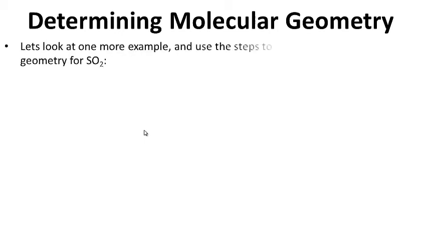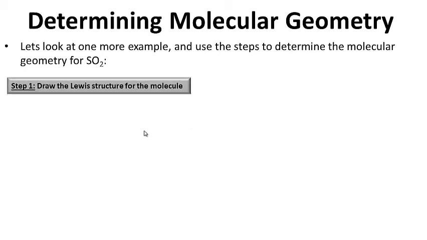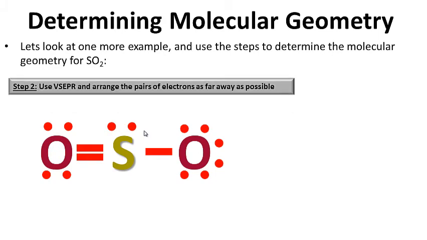All right, let's look at one more example and use the steps to determine the molecular geometry for SO2. So let's draw the Lewis structure. Step 1. Step 2, use VSEPR and arrange the pairs of electrons as far away as possible. Notice we have these 2 non-bonding pairs of electrons here. They're going to repel these other electron pairs here.